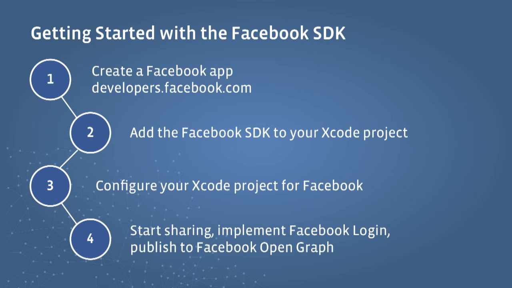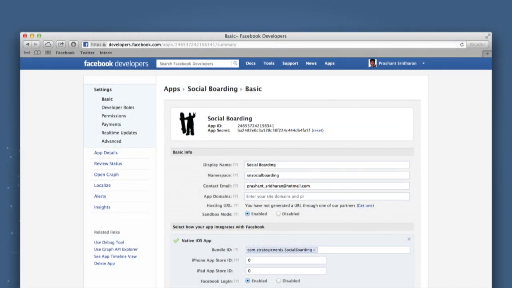So getting started with the Facebook SDK is really simple. All you have to do is go to developers.facebook.com and create a new Facebook app. It's really pretty straightforward. I'll walk you through that in screenshots in a second. You add the Facebook SDK to your Xcode project, and then you configure Xcode to implement your project on Facebook. At that point, your app can start sharing, it can implement Facebook login, it can publish to the Facebook Open Graph. Really, really straightforward. So again, you start by going to the app creation screen on developers.facebook.com/apps.